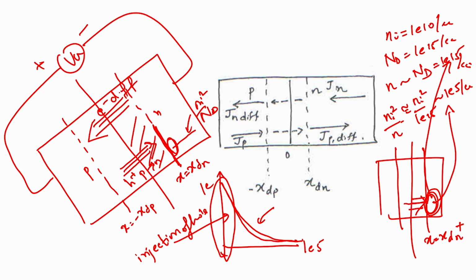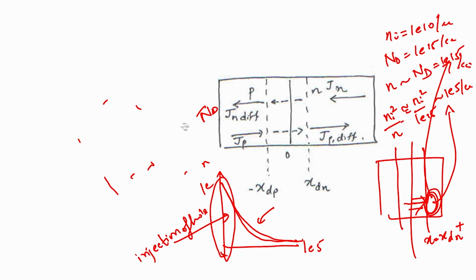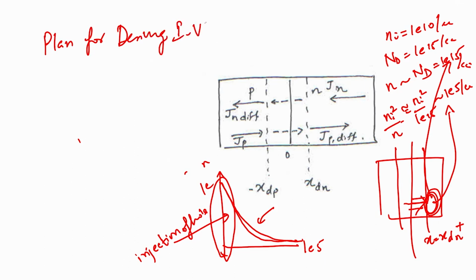Now, this is going to be the overall idea. Okay. Strategically, I think it is useful to define the plan for deriving the current voltage characteristics. Again, I should have probably put a slide on that, but nevertheless I will write it out quite neatly. So, the plan for deriving the IV characteristics of a PN junction. So, what is the plan?